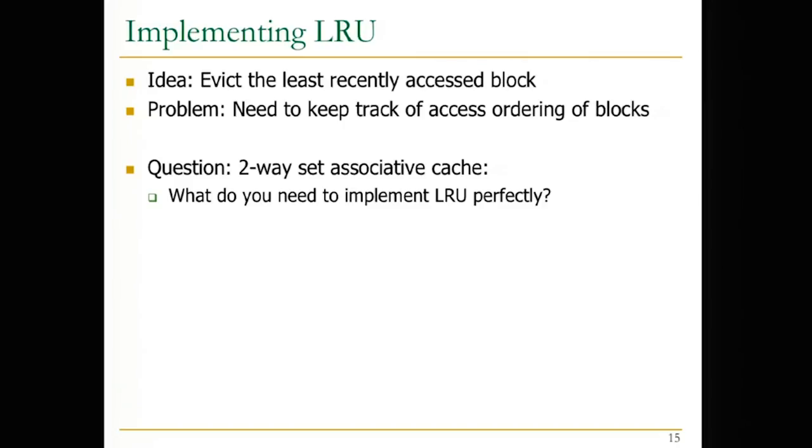So you have two blocks, way zero, way one. Which one is the least recently used? That's the decision you're trying to make, right? Just one bit, exactly. Basically, one bit says whether it's way zero or way one, right? That's it. You just need one bit per set to figure out which one is the least recently used block in that set, or which way is the least recently used block in that set. So this is easy. Of course, with a two-way associative cache, you can perfectly track least recently used blocks.